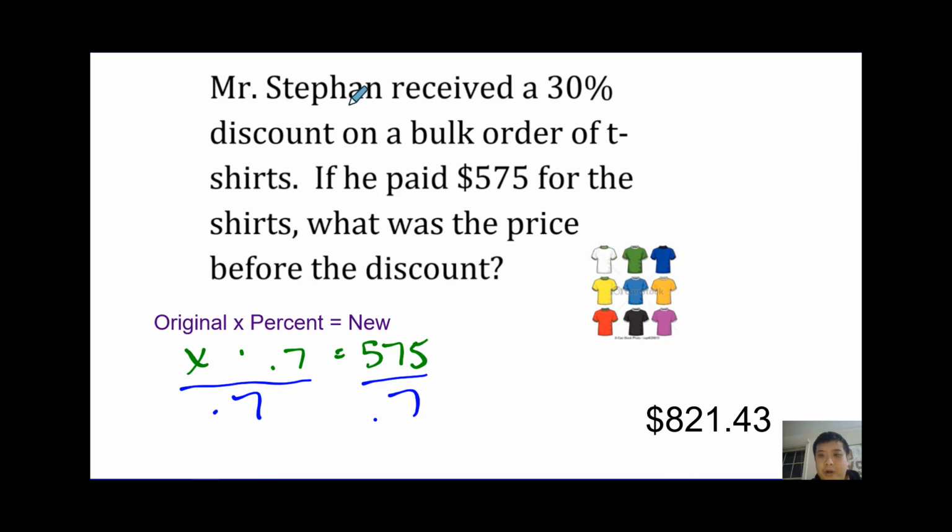So this is a markdown problem because $575 represents 70% of the original cost because they don't have to pay 30%, so therefore they're paying 70%. Divide both sides by 0.7, so that's $821.43.